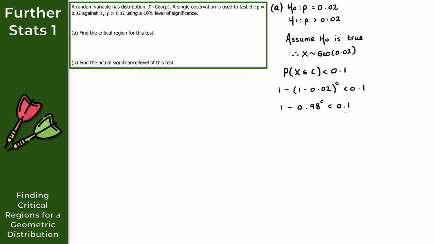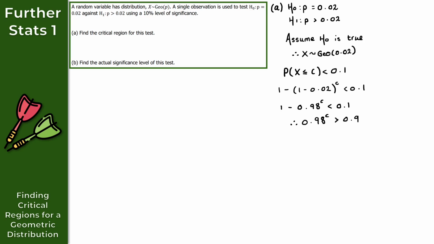I'm also going to subtract 0.1 off both sides. And if you do this correctly, then what you should get here, so therefore 0.98 to the power of c is strictly greater than 0.9. And to solve for c here, we clearly need to use logarithms.